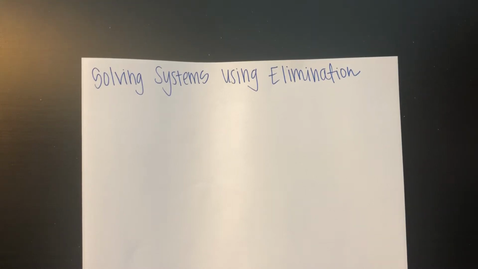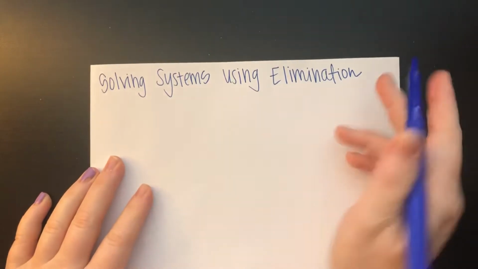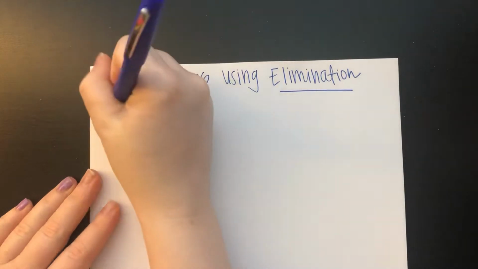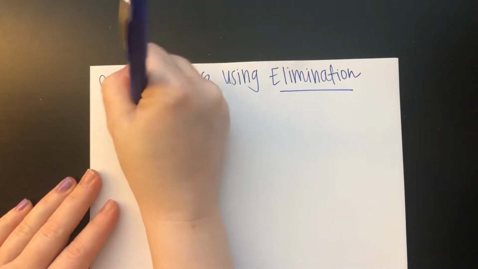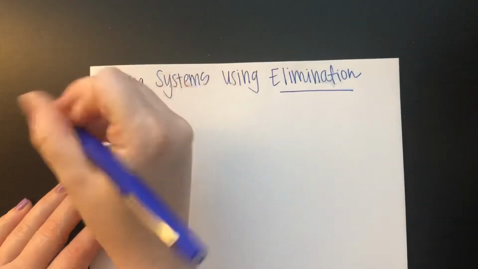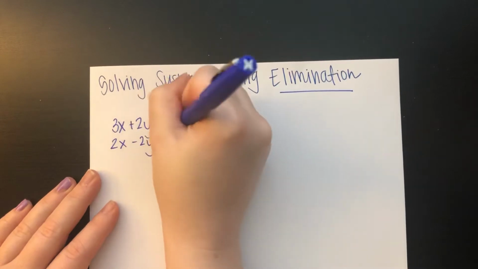All right, as you guys saw with Mr. Green, we're looking at solving systems, the same thing we did last week using elimination. Okay, so this is the new skill. So our first equation we're gonna look at is 3x plus 2y equals 12, and 2x minus 2y equals 8.